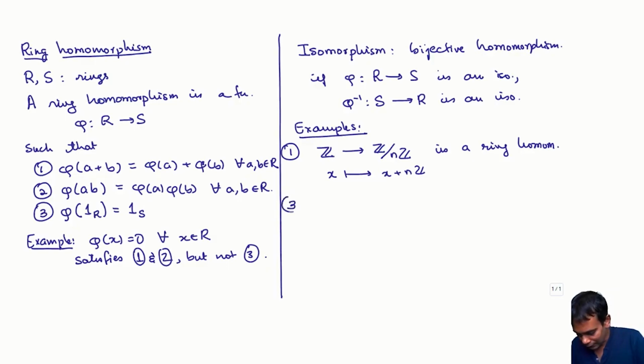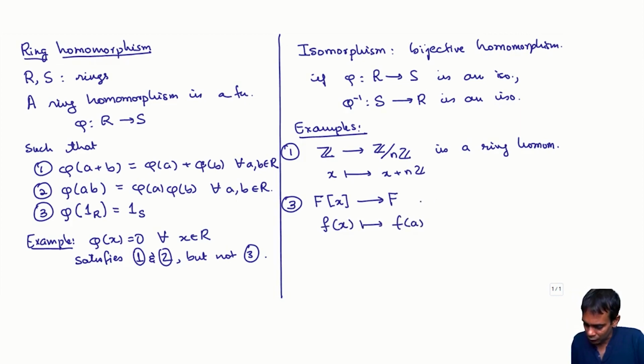Okay, let's look at a slightly more interesting example. Take the ring of polynomials in some field F. So this is the set of all polynomials in the variable x with coefficients in the field F. And you can define a function from F[x] to F by just taking the polynomial f(x) to f(a) for some fixed a. So let's say fix a in F. And this is going to be a ring homomorphism.